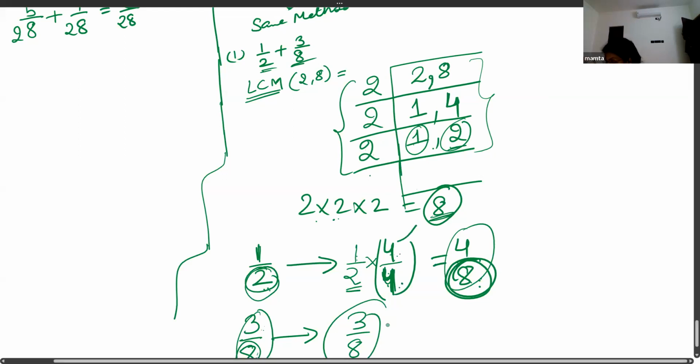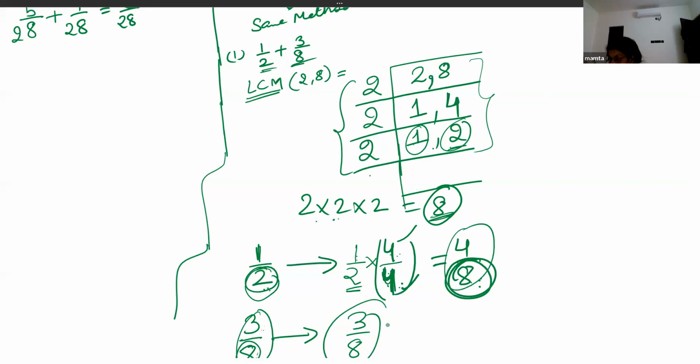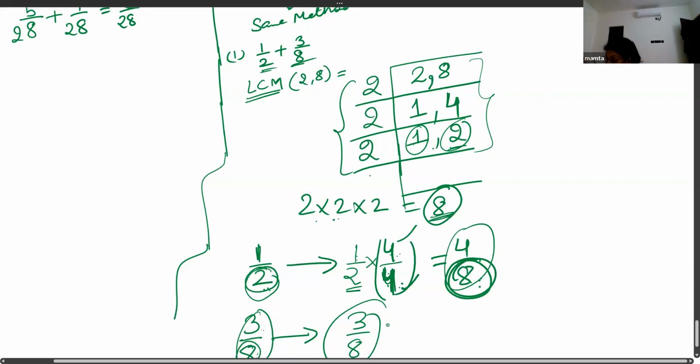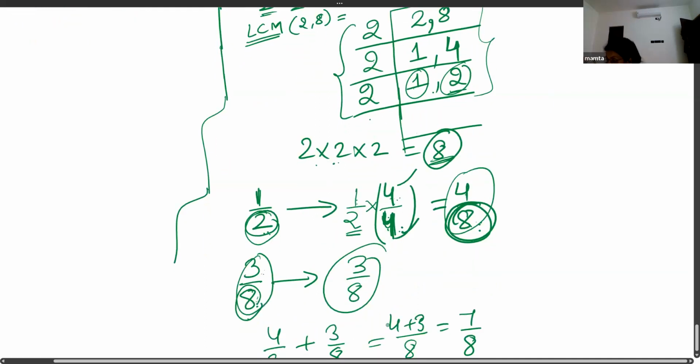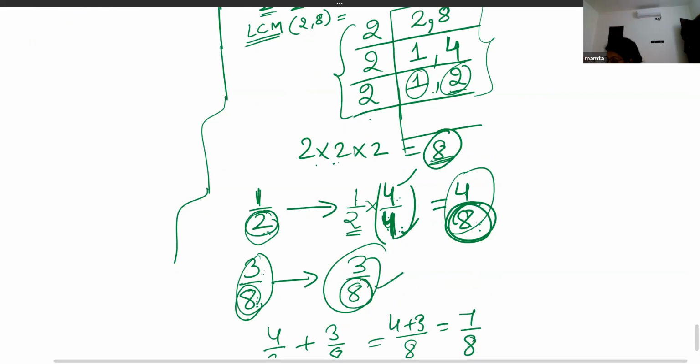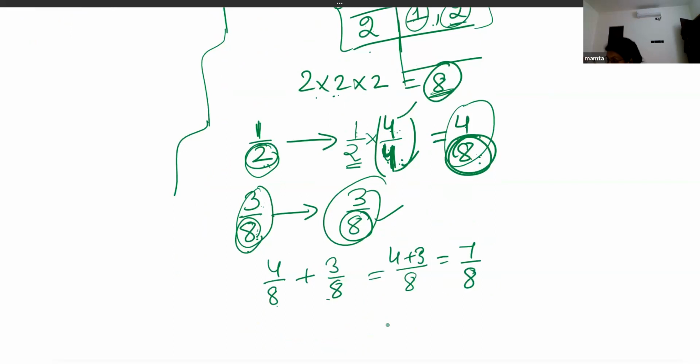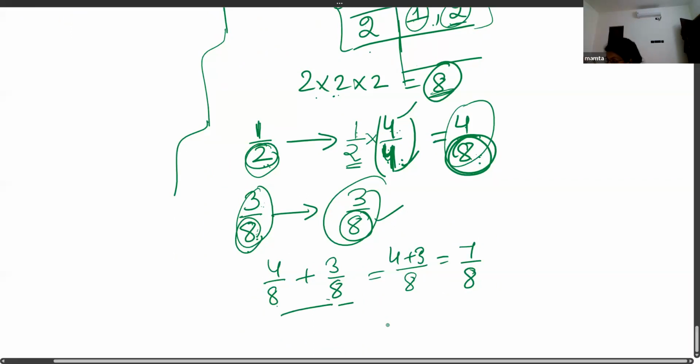Multiply 4 with the numerator as well as the denominator to balance the number. So now simplify it. 4 into 1 is 4, 4 into 2 is 8. And 3 by 8: no need to multiply with any number, because the denominator here is the same as the LCM. Now they are converted into like fractions. The denominators are the same, so just keep the denominator the same and add both the numerators. The answer is 7/8.